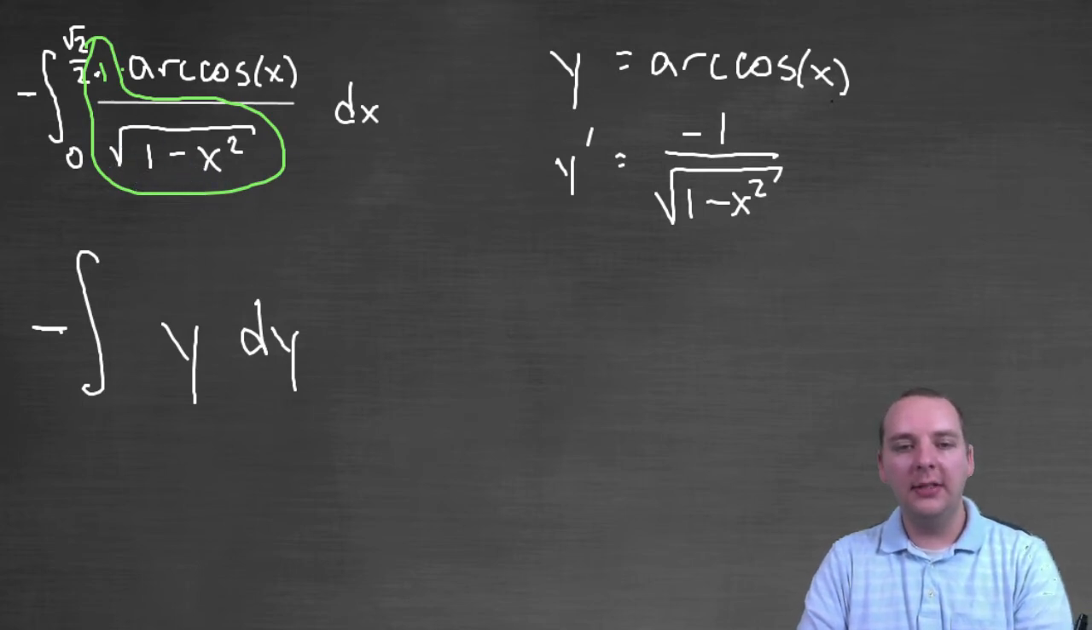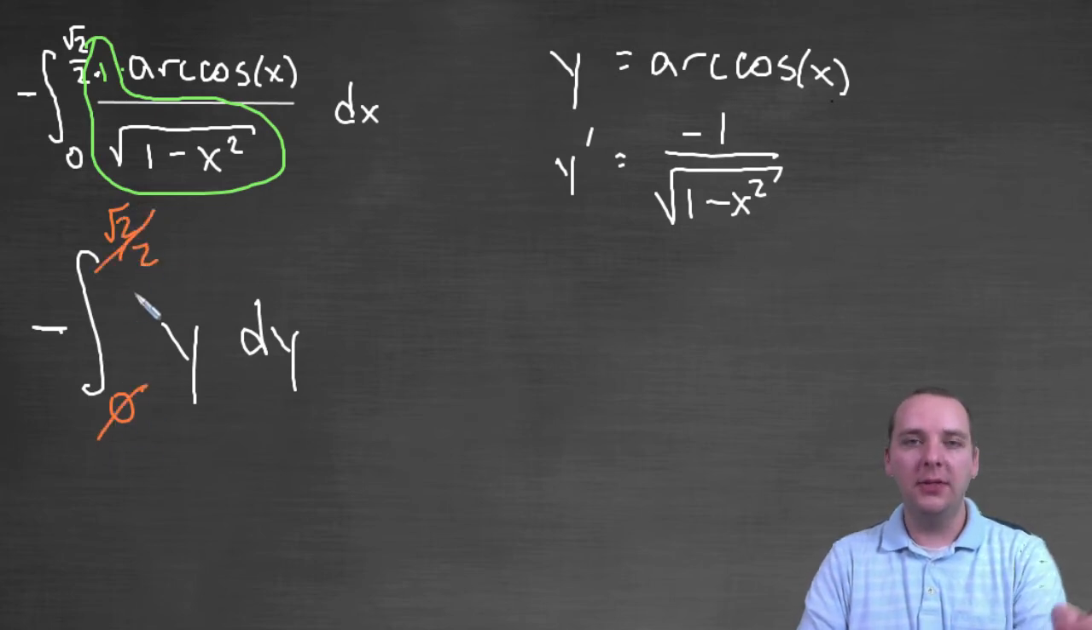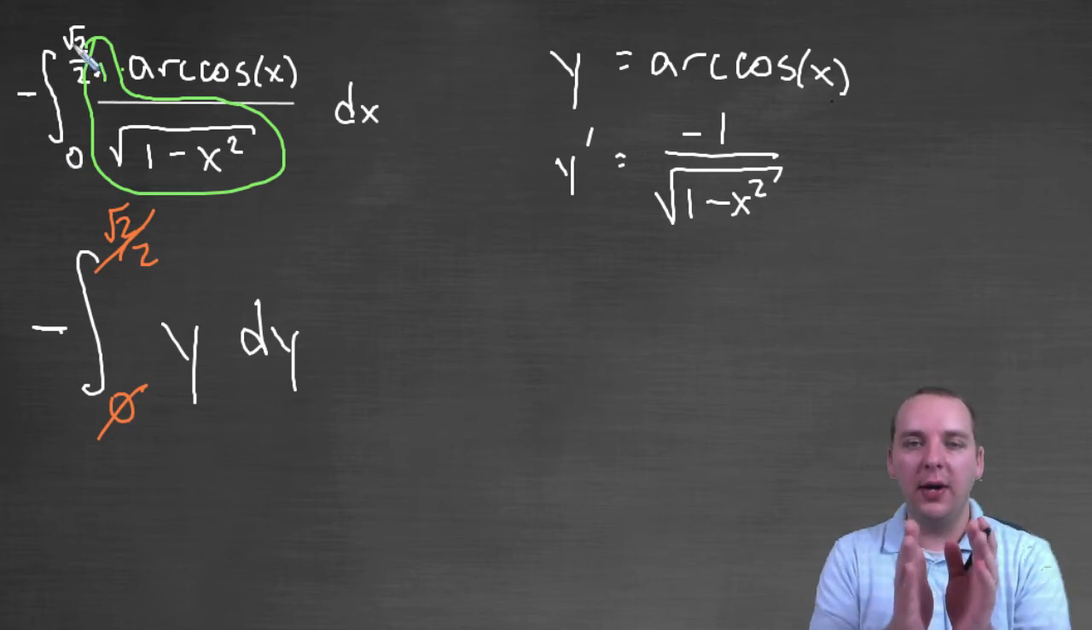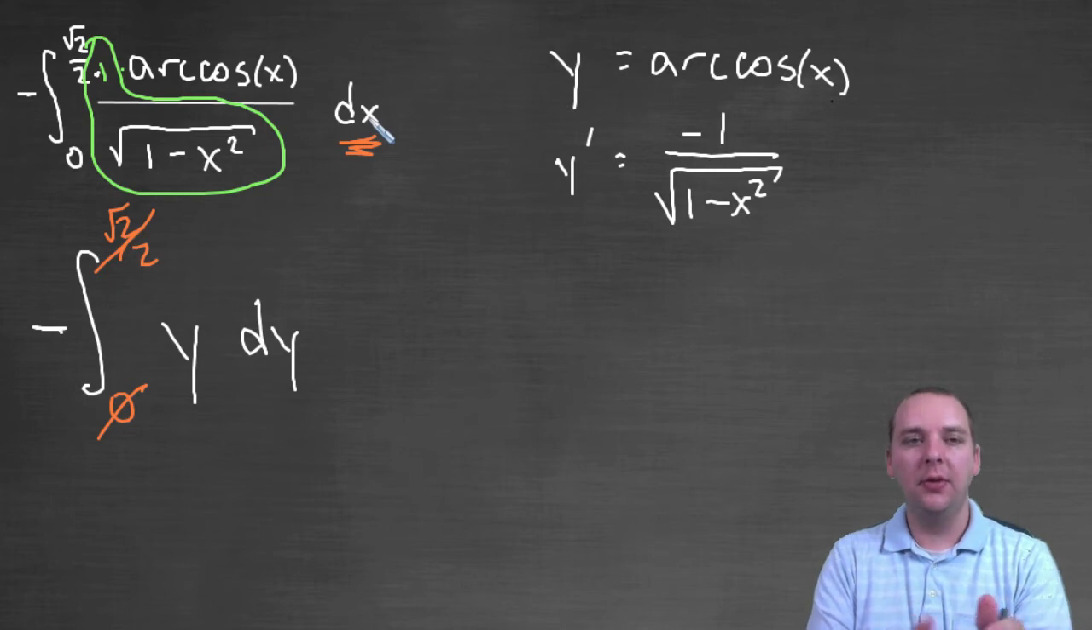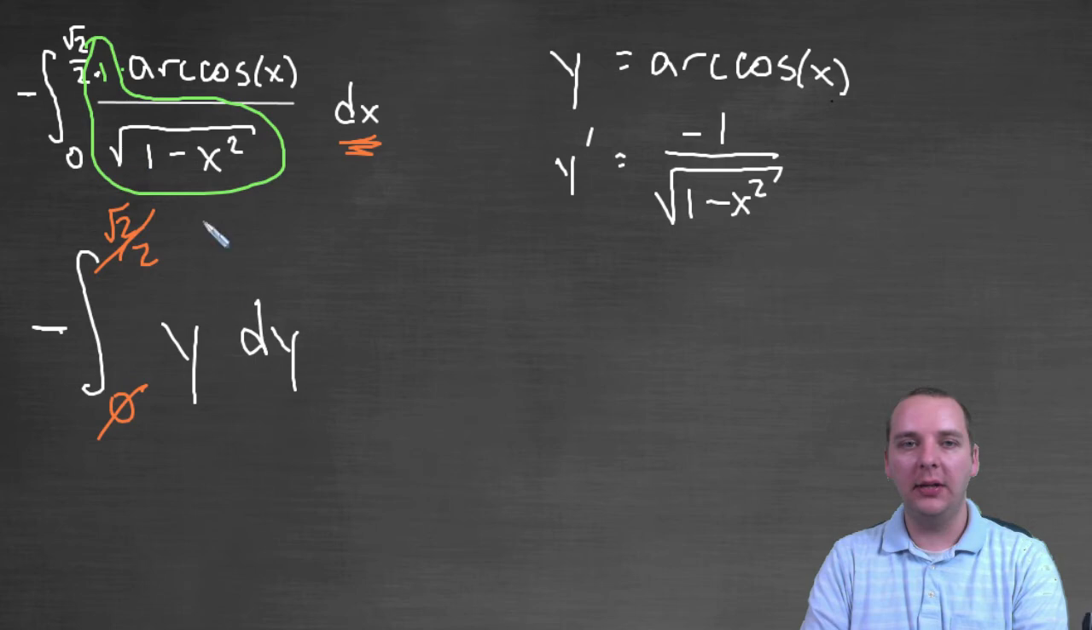Now, one thing that needs to be stressed, this is a common mistake students make. They're tempted to say that the limits of integration are still 0 to root 2 over 2, but in fact that's not the case. And the reason for that is this: 0 to root 2 over 2 was the range, or the interval, for x. X ranged from 0 to root 2 over 2. There's no reason that y should also range from 0 to root 2 over 2. So we have to be a little extra cautious about that.